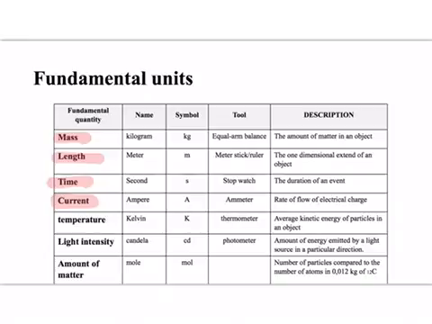The fifth one is the temperature. The unit of temperature scientifically is Kelvin as a basic unit. The symbol is capital K. We use a thermometer to measure temperature. It's the average kinetic energy of particles in an object.